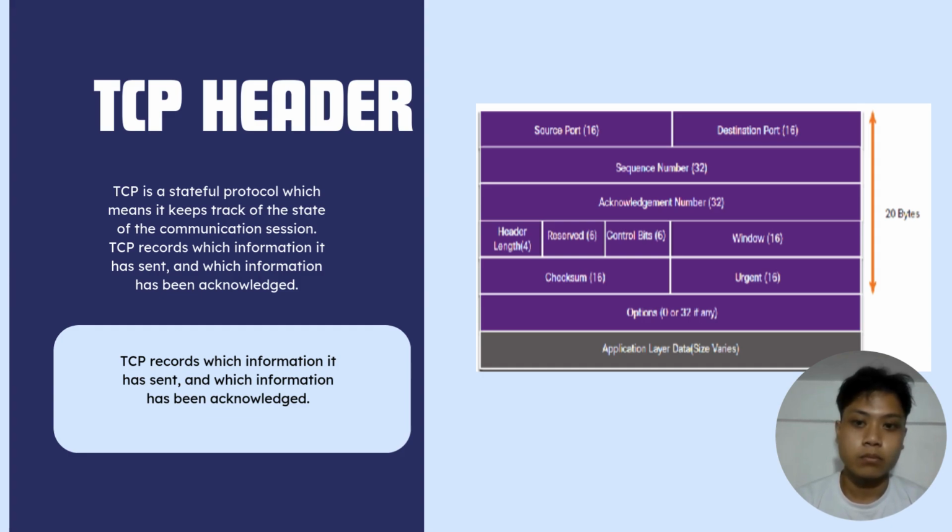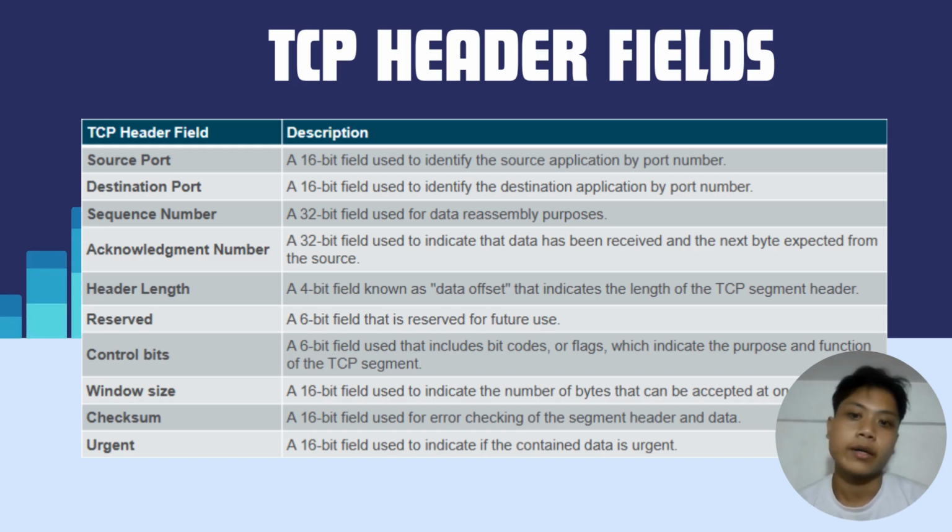Next is the TCP header. TCP is a stateful protocol, which means it keeps track of the state of the communication session. TCP records which information it has sent and which information has been acknowledged. Shown in the PowerPoint is the TCP header, which has header fields that have their own functions. Given here are the functions of each TCP header field, which are source port, destination port, the sequence number, the acknowledgement number, header length, reserved, control bits, window size, checksum, and urgent.